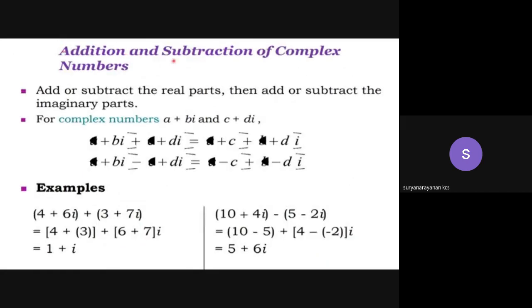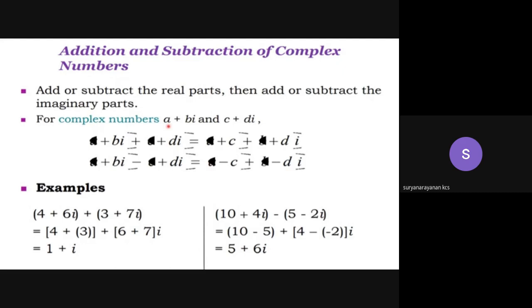Now come to addition and subtraction of complex numbers. How to add and how to subtract two complex numbers. We use the same as algebraic expressions. Okay, my children, add or subtract the real parts and then add or subtract the imaginary parts. This is the rule for addition or subtraction of complex numbers.